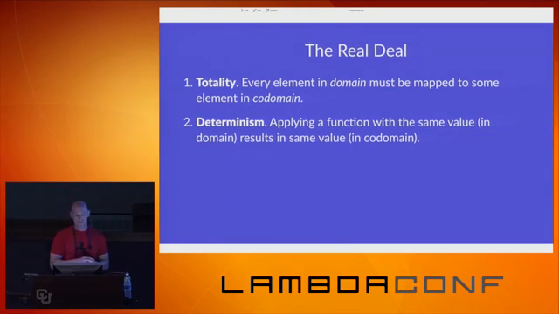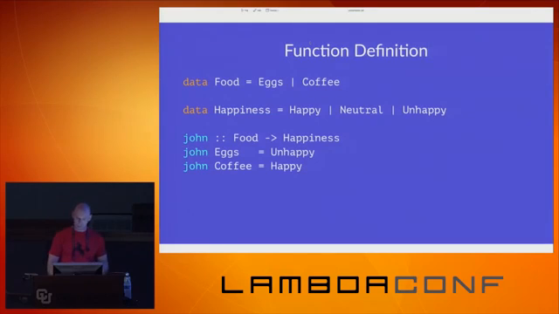And the second property is determinism. So applying a function with the same value in the domain results in the same value in the codomain. In other words, let's go back to this function. If I apply John to eggs, I am always going to get back unhappy. I can do that 1,000 times a day, 1,000,000 times a day, and it doesn't matter. I'm always going to get back unhappy. And that's because this is a real function, it's deterministic.